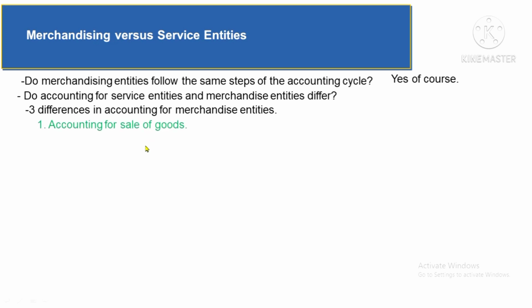So we have accounting for sale of goods. The merchandise entities sell tangible goods unlike the service entities. That is why we have here the accounting for the selling of goods. And of course, we have number 2, accounting for purchase of goods. Those goods that you're going to sell must be purchased, right? So there is also an accounting for purchase related transactions. And at the end of the year, unsold goods must be counted. So there is also what we call the inventory count. Again, these 3 are not done by service entities, so we will go through them one by one.